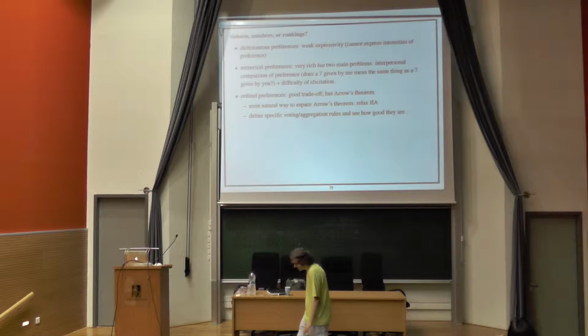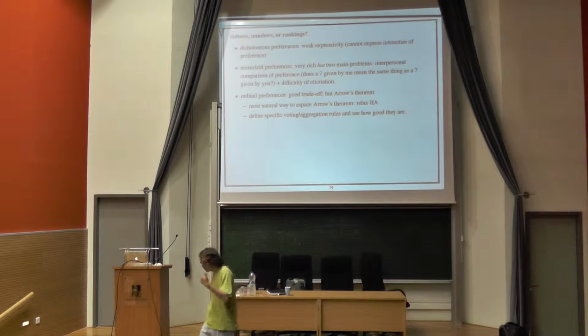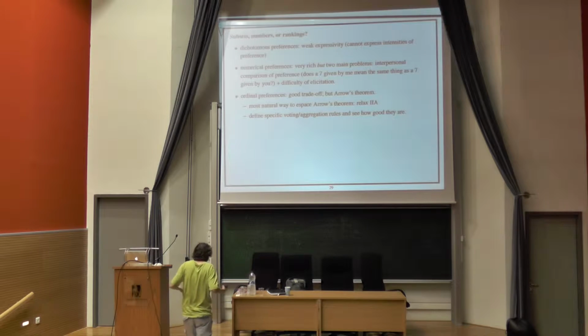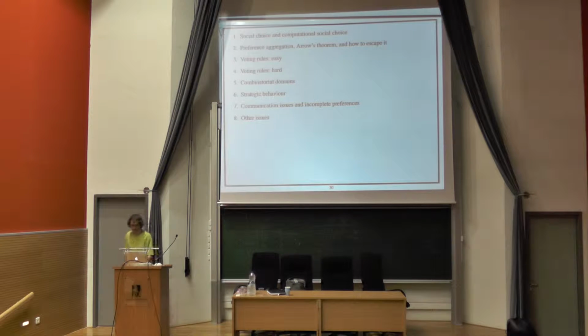And ordinal preferences, which is the traditional, most common way of defining voting rules, are expressive. We don't have these problems of interpersonal comparison of preference, but of course, we have our theorem. But actually, our theorem is not the end of the world. We can still define many ways of aggregating preferences, which will violate the IIA axiom.